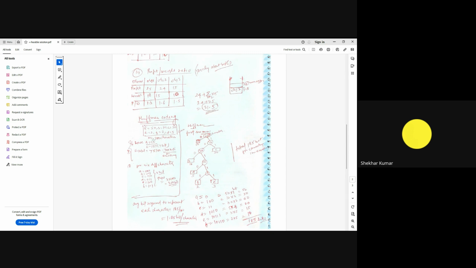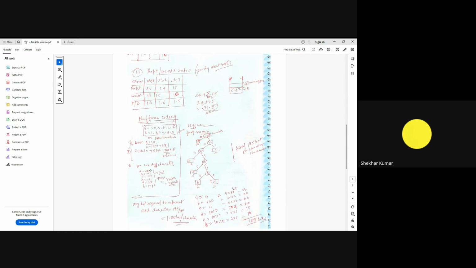Now we will check for another case. Suppose we have only 1, 2, 3, 4, 5, 6. We have only a total of 6 characters, A to F. So there are a total of 6 characters in our message.